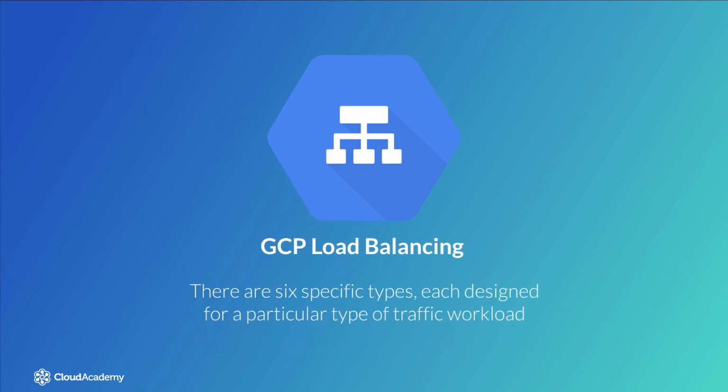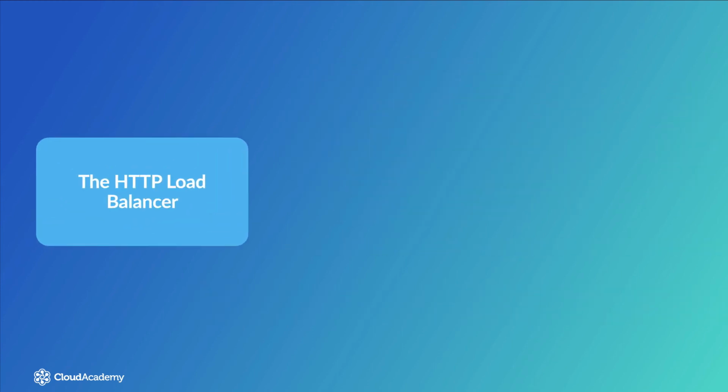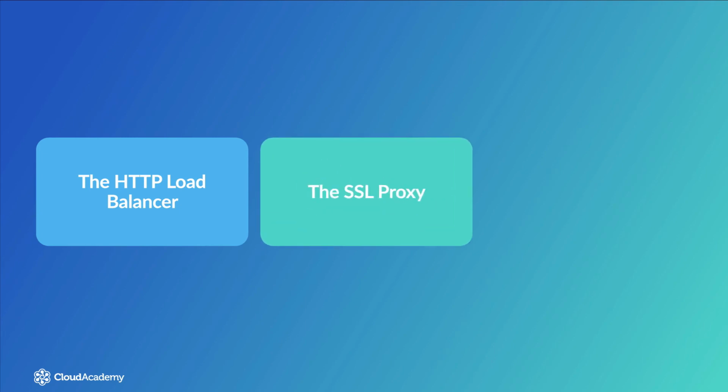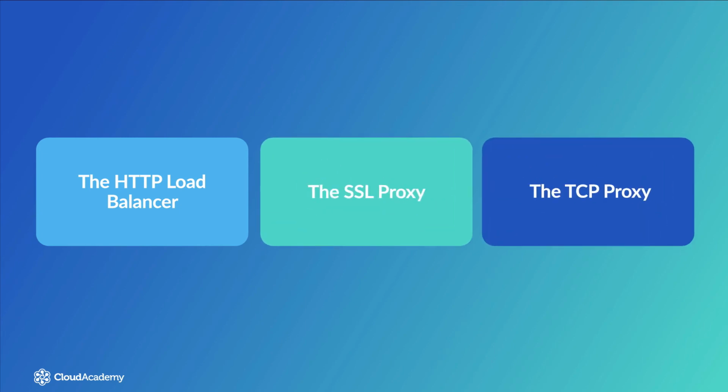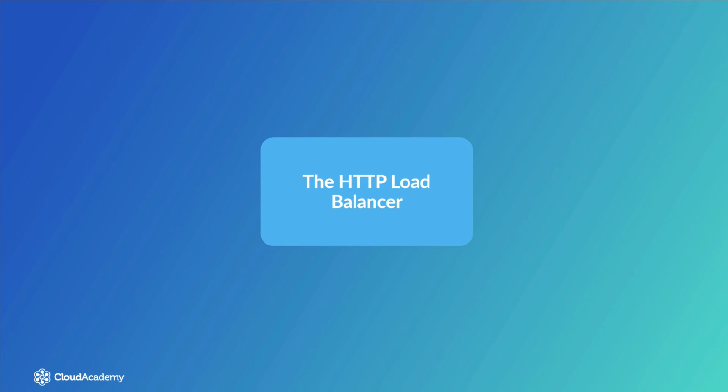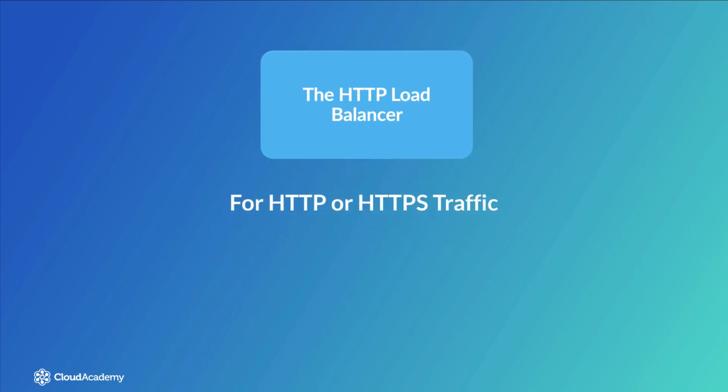There are exactly 6 specific types of load balancers, each designed for a particular type of traffic workload. 3 of the 6 are designed for global load distribution, and 3 are regional. We will start by considering the 3 global load balancer types. The 3 global types are the HTTP load balancer, the SSL proxy, and the TCP proxy. The first is, as the name suggests, meant for HTTP or HTTPS traffic.